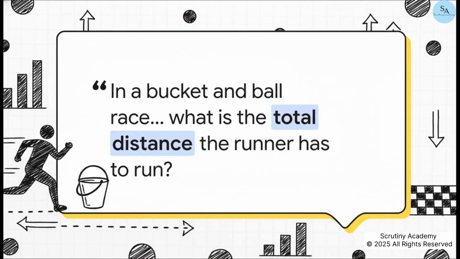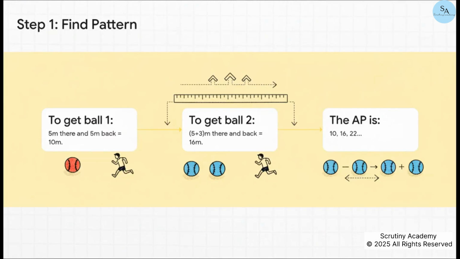This is a classic AP problem in disguise. Let's break it down step by step. First, we see the distances for fetching each ball form a sequence. The distance increases by 6 meters each time, and this brilliantly illustrates an arithmetic progression.